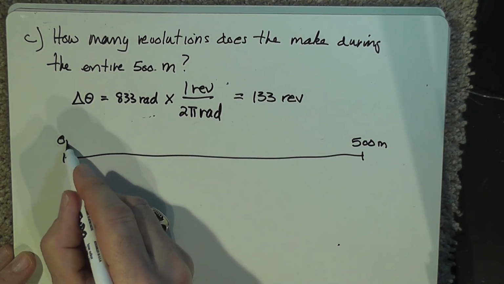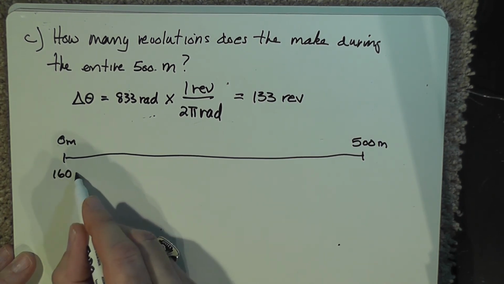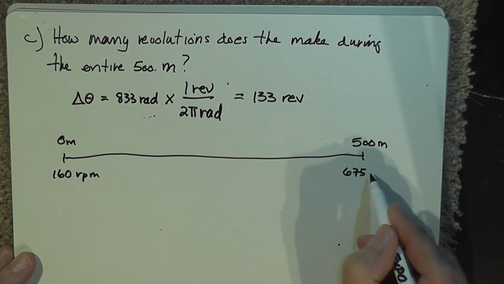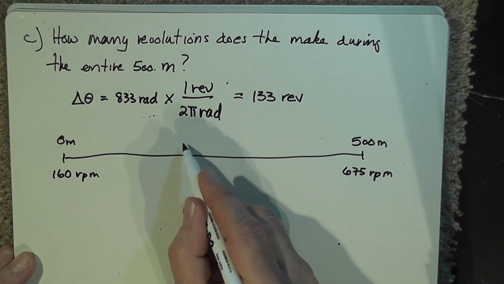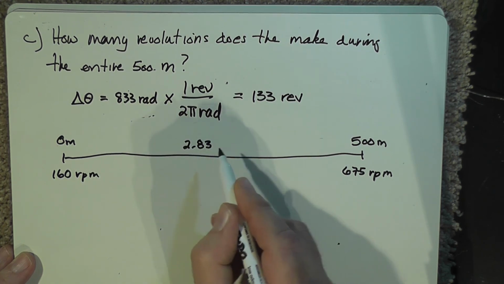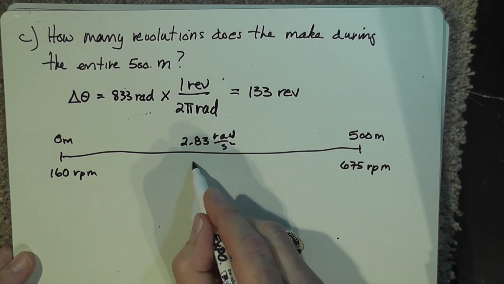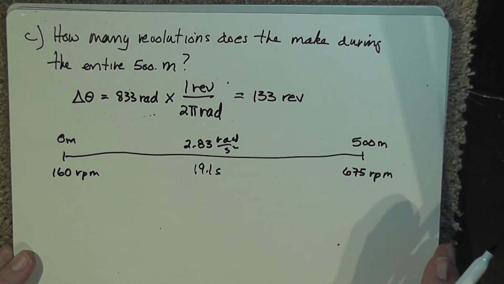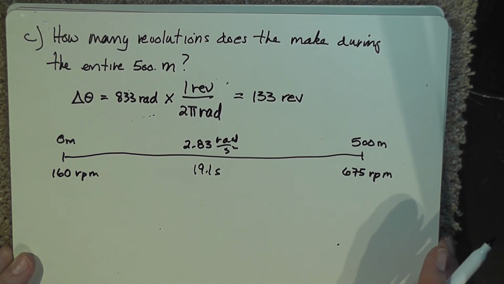So from where the train starts, it moves here, 500 meters. Over here is 0 meters. At the initial point we have 160 RPM. We figured out there was 675 RPM at the end. It had an angular acceleration of 2.83 rad per second squared during that, and it also took 19.1 seconds for the train to move that distance. And so those are the final answers to this question.